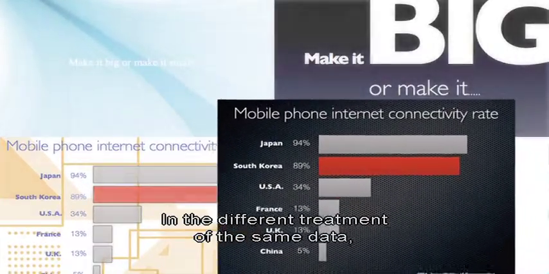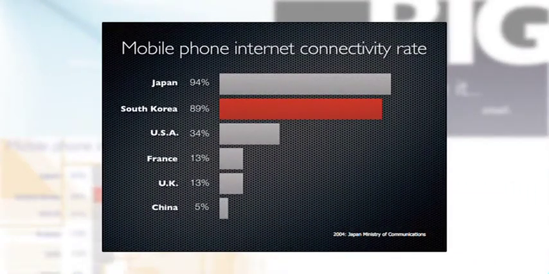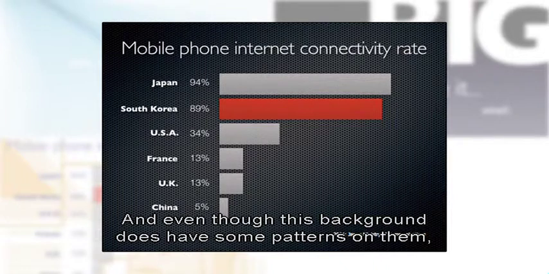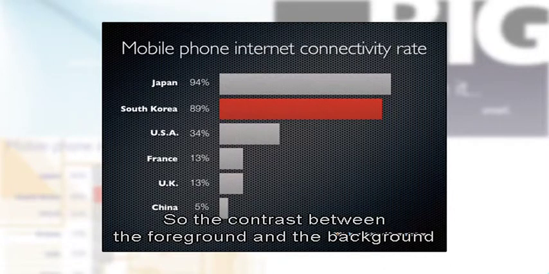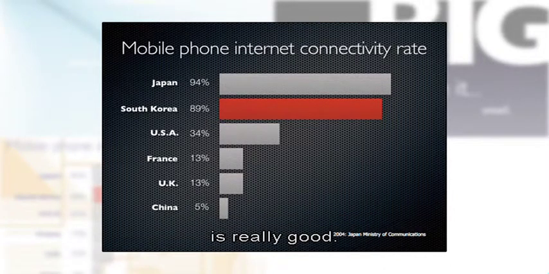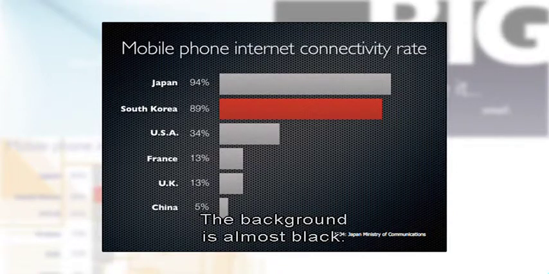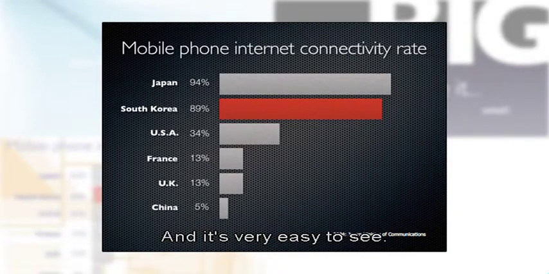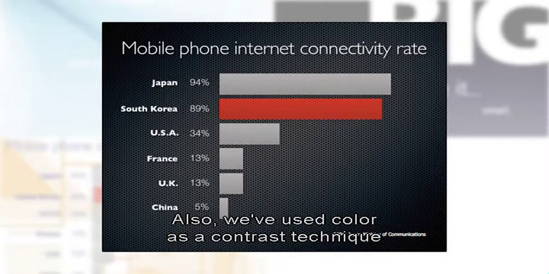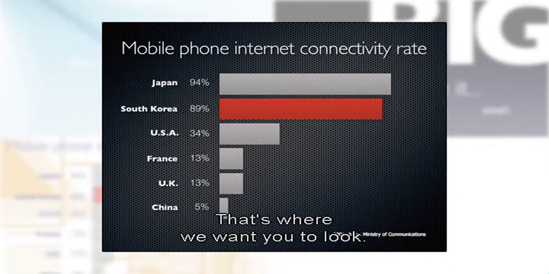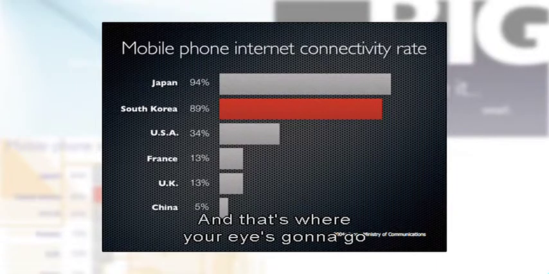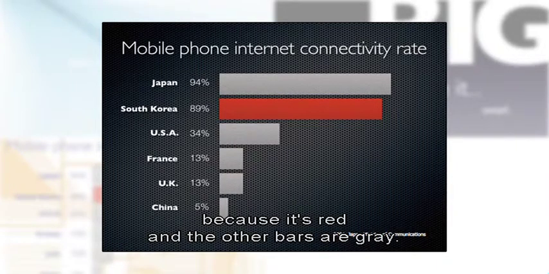In the different treatment of the same data, it's just very, very easy. And even though this background does have some patterns on them, they're very, very subtle. So the contrast between the foreground and the background is really good. And of course, the text is white, the background is almost black, and it's very, very easy to see. Also, we've used color as a contrast technique because we want people to notice South Korea. That's where we want you to look, and that's where your eye is going to go because it's red and the other bars are gray.